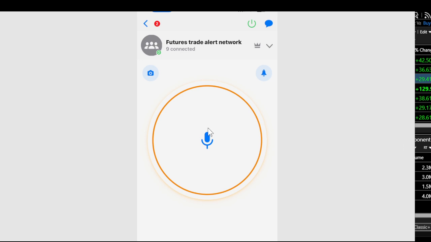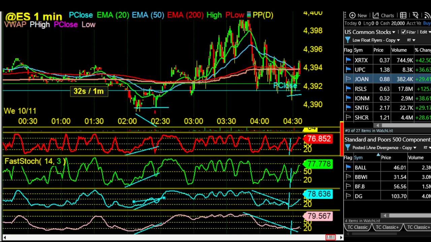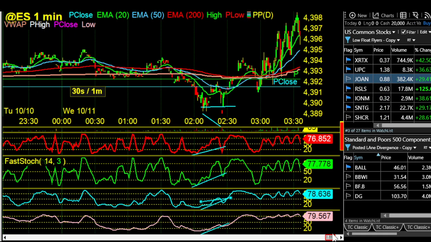So we've got the Futures Trade Alert Network active. We've got the super signals active. We've got the sale active. And the market is active right now.